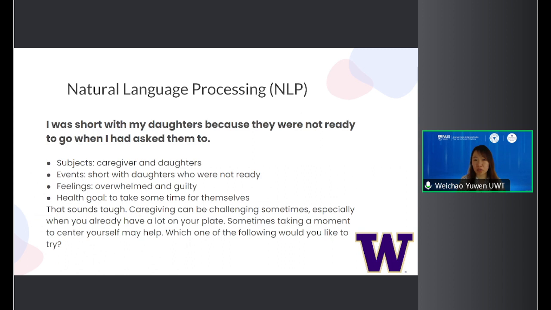So then the computer would generate a response. We usually first ground or respond empathetically, right? That sounds tough. Caregiving can be challenging sometimes, especially when you already have a lot on your plate. Sometimes taking a moment to center yourself may help. Which one of the following would you like to try? And then we suggest a couple of different health promotion practices and start from there. And that's part of problem-solving therapy, where we identify a problem and then set up health goals. So that's a very simple suggestion.